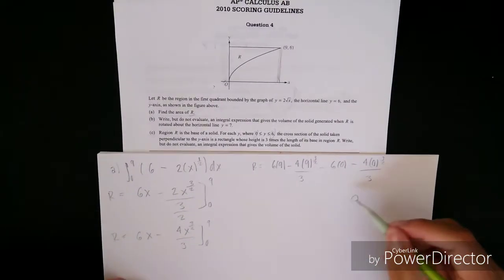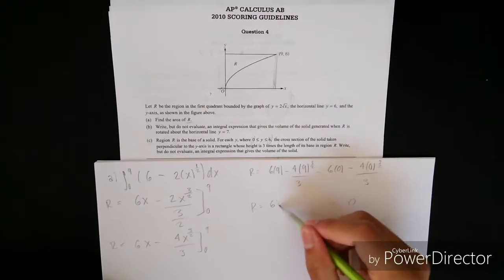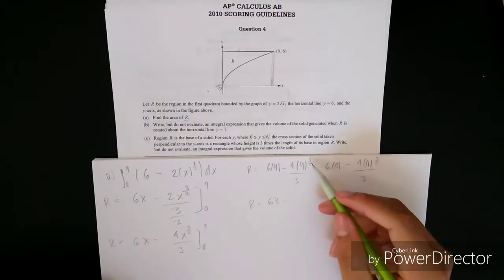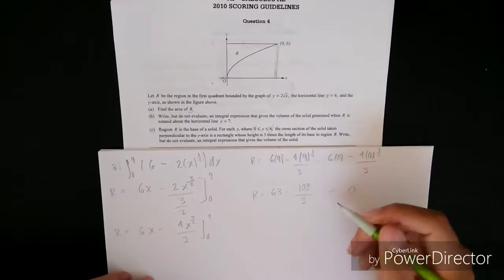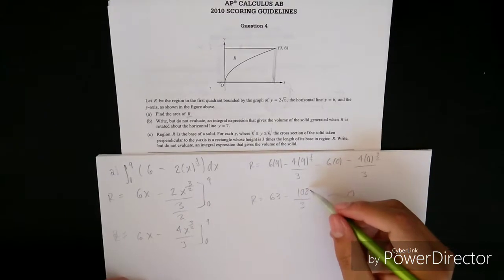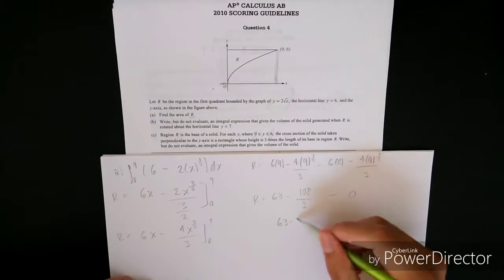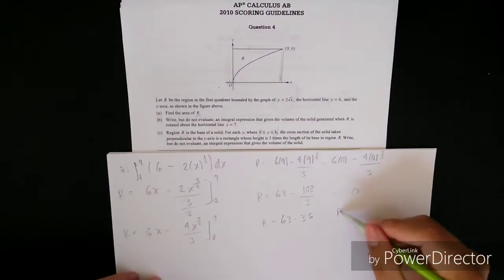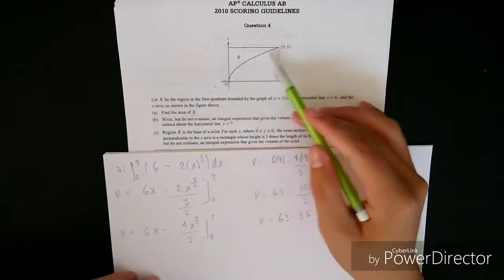So this is obviously going to be 0. And then this is going to be 63 minus radical 9, which is 3, 3 cubed is 27, 27 times 4 is 108, over 3, 36. So R equals 18, that is the area of the figure.